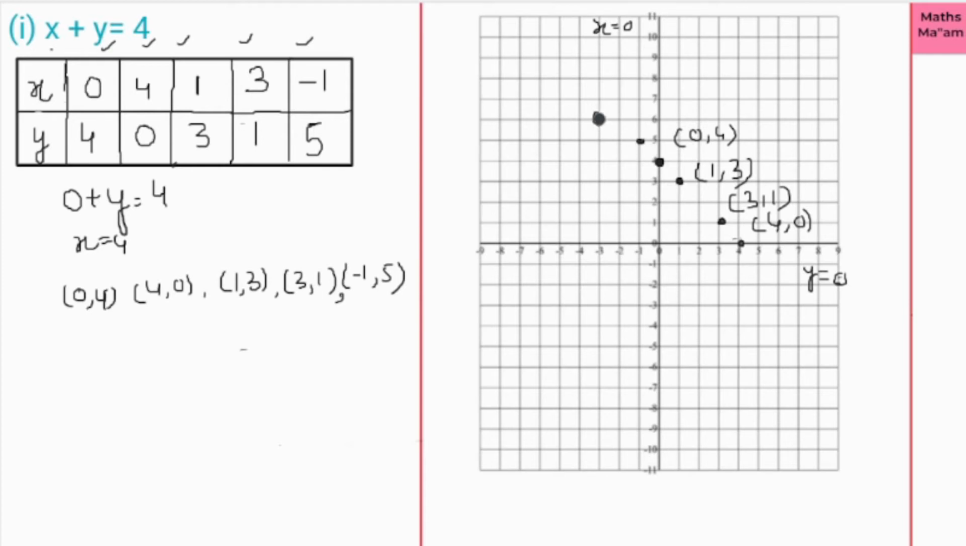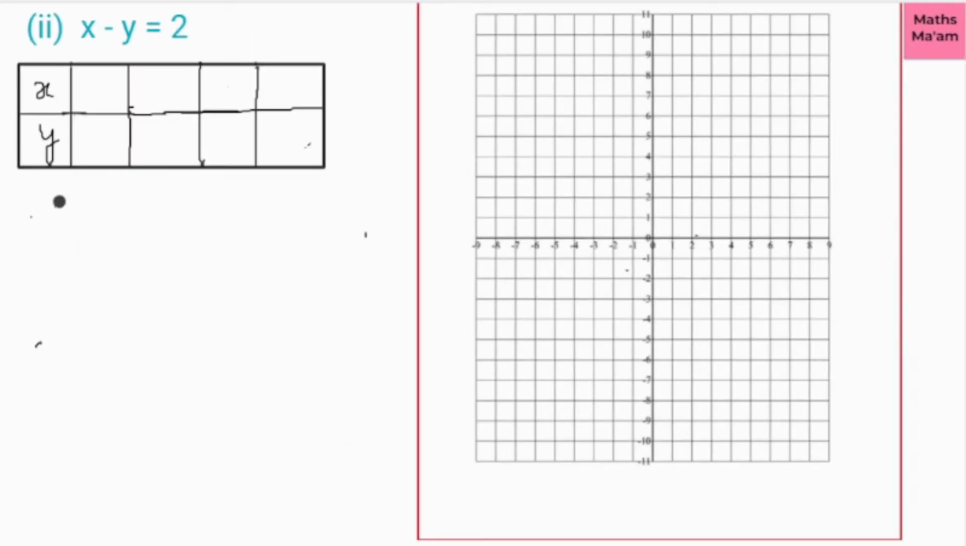So now we can see we have 5 points on the graph paper, and if we join all these points, because these are all the solutions of this line, the line will pass through these points, right? So this is the line for the equation x plus y is equal to 4. Like this we have to make the graph. Okay, now let's do the second part.